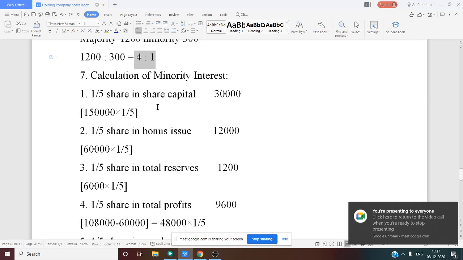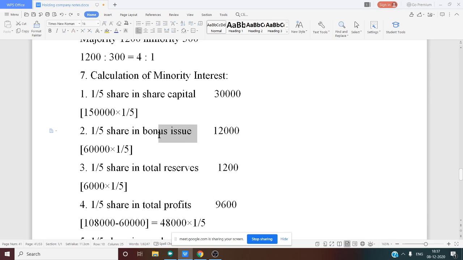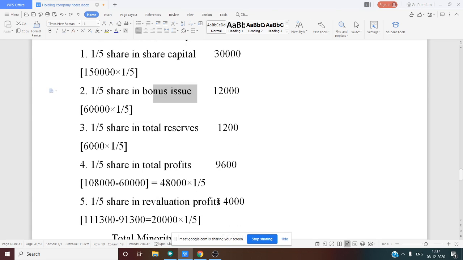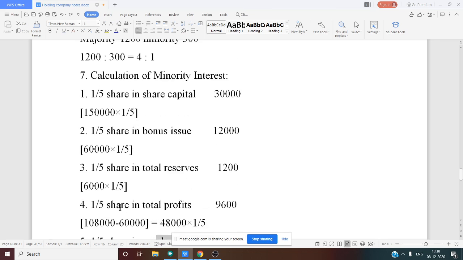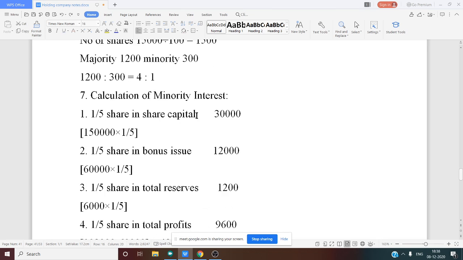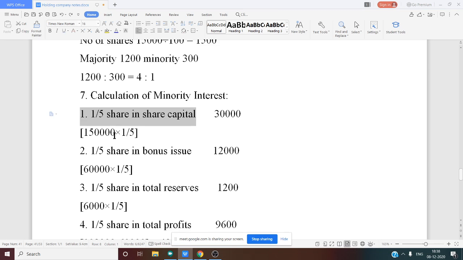For minority interest, I have already told you at the beginning, capital, reserve and profit are the three common things. In addition to that, you have to show bonus issue separately and revaluation profit separately. One by one, first is 1 by 5 share in share capital of the subsidiary, because we know the fraction is 1 by 5. For all the working notes, we consider only subsidiary company information. So 1,50,000 into 1 by 5 gives 30,000. This is the outsiders' share in the share capital of the subsidiary company.